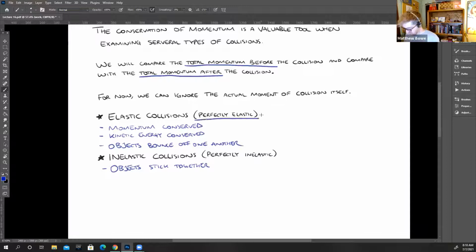The thing I have in the parentheses right here is just clarifying that momentum is conserved. Actually, momentum is conserved for both of them. So for this one, momentum is also conserved. However, kinetic energy is not conserved for an inelastic collision.